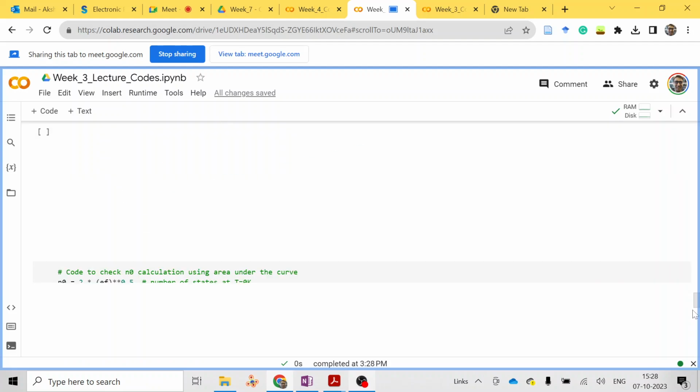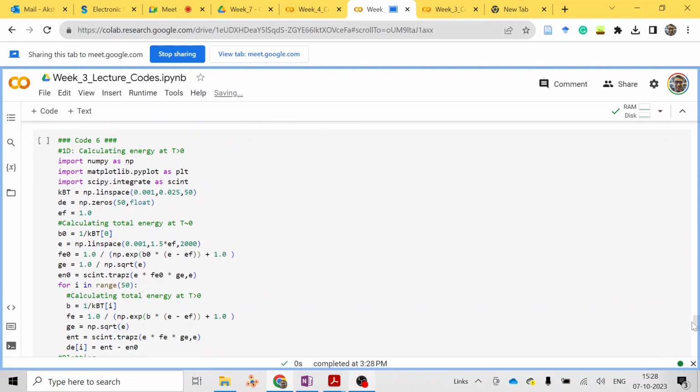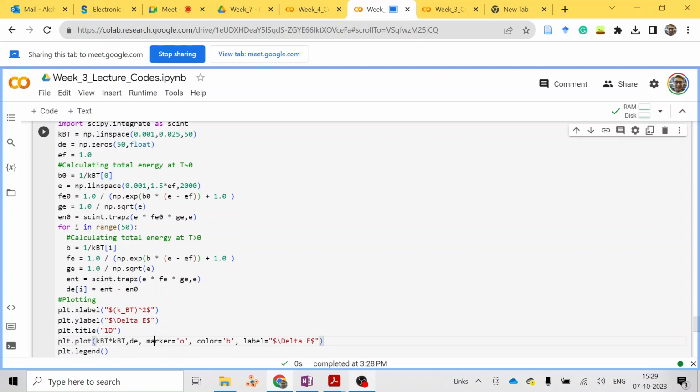And for the 1D part, again the same thing. Just remember that for the 1D, don't start the energy values from 0. You have to take from 0.01 something like here. And again the density is 1 by np.sqrt(E). Right, so that's the same. You just have to change the density of states here.